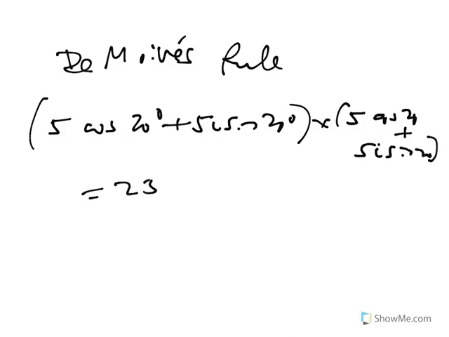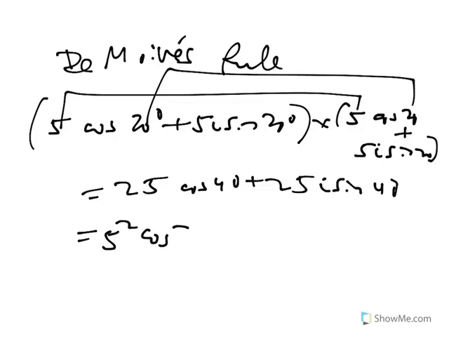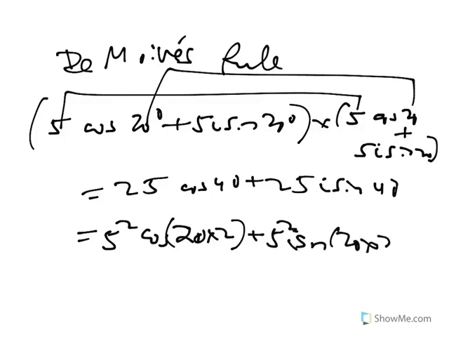well, it would become 25 cosine 40 plus 25i sine 40, because we multiply the two r values and add the two theta values. But that's also the same thing as 5 squared cosine of 20 times 2 plus 5 squared i sine of 20 times 2.